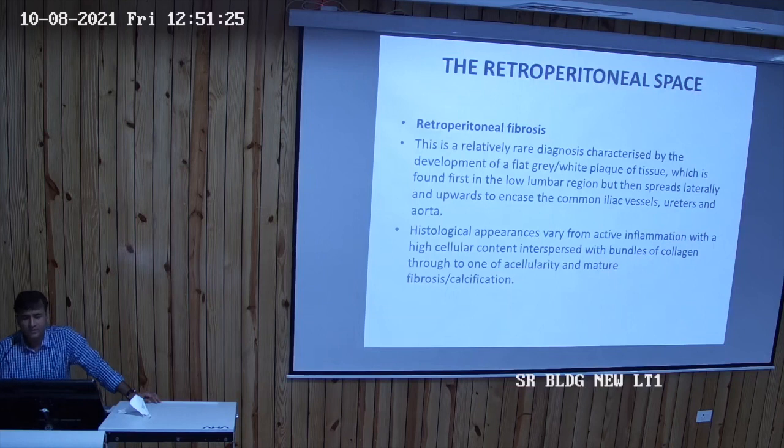Retroperitoneal fibrosis is a condition which is rarely diagnosed among retroperitoneal space diseases. It's characterized by the development of flat gray-white plaques of tissue, which is found first in the low lumbar region but then spreads laterally and upward to encase the common iliac vessels, ureter or aorta. Histological appearance may vary from acute inflammation with a high cellular content interspersed with bundles of collagen, through to one of acellularity, to mature fibrosis or calcification.